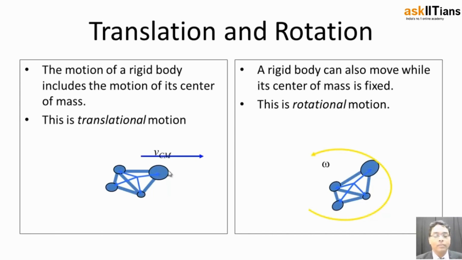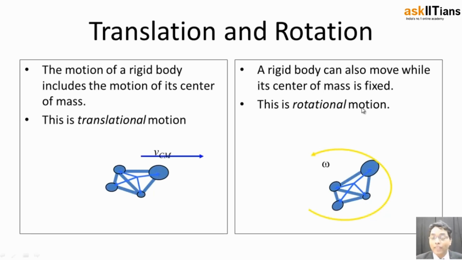Broadly speaking, since it is a rigid body and there cannot be any changes within the structure of the body itself, we will not be taking into account the vibrational kind of motion where the molecules vibrate with respect to themselves. So effectively we can say that two types of motion, namely translation and rotation, actually exist. The translation motion of a body includes the motion of its center of mass, where its center of mass actually moves. When the center of mass moves, that is what is meant by a translation motion.